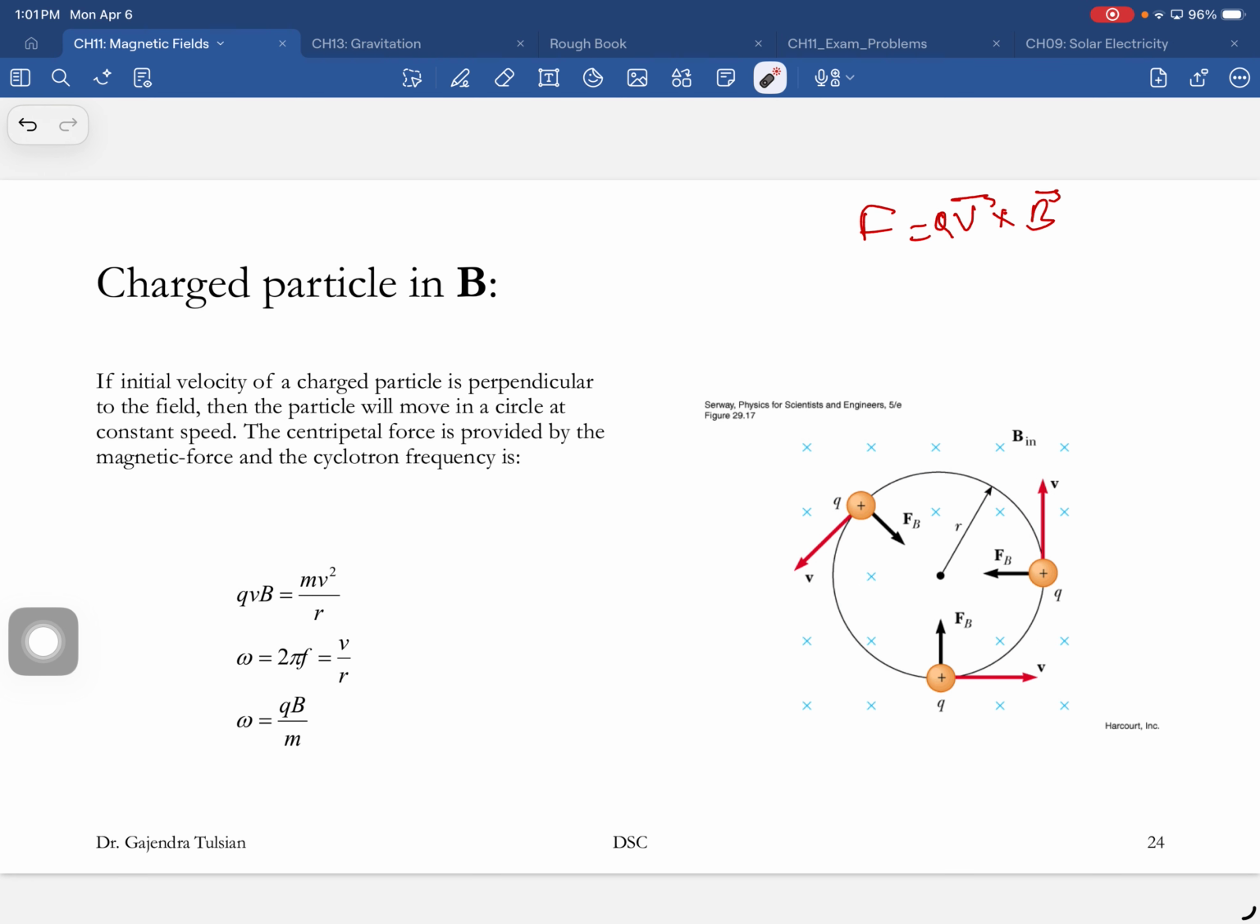And the particle is going in a circle. And the angular frequency, the number of times it goes around in a circle per second times 2 pi, 2 pi times the frequency, is given by V by R. And that's proportional to the magnetic field. The stronger the magnetic field, the more times it'll go around in a circle, and is inversely proportional to the mass. But the important thing is you can trap charged particles using magnetic fields.